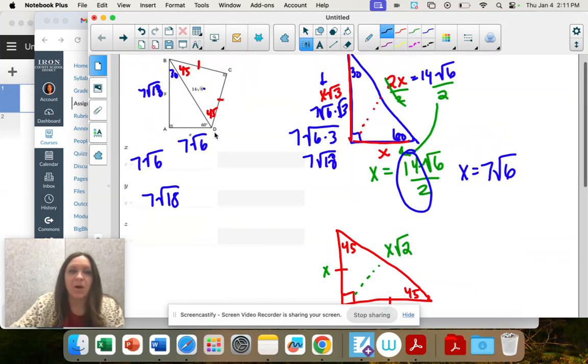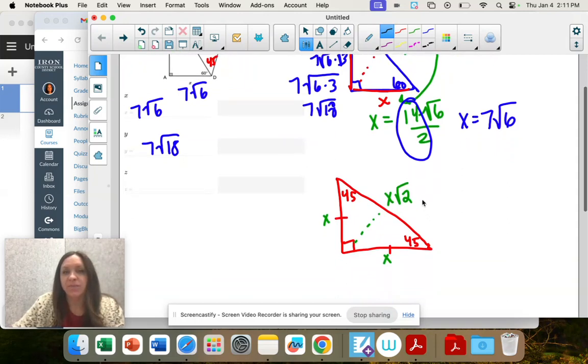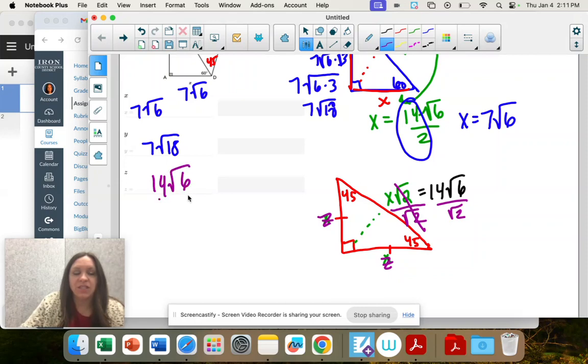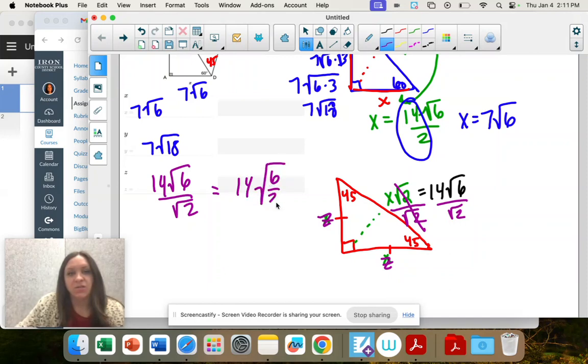So we're given the hypotenuse of that triangle as well, and it's 14 times the square root of 6. So if we want to get the leg, we divide by the square root of 2, which is actually z in this case. So z is 14 square root of 6 divided by the square root of 2. And we're just going to leave it like that. We can combine those to be 6 over 2, which reduces to 3.